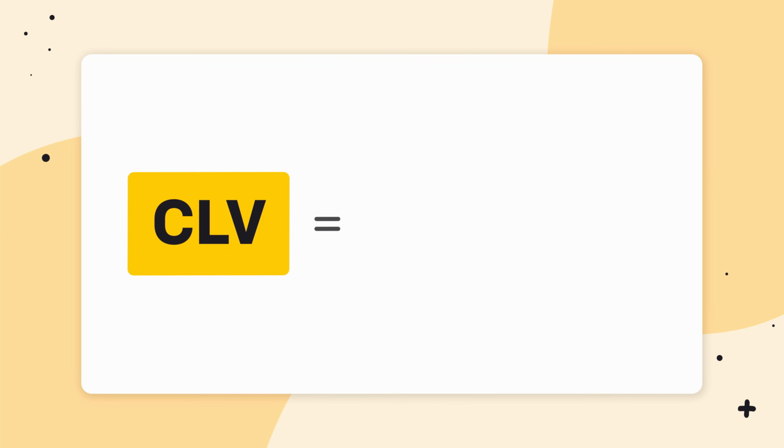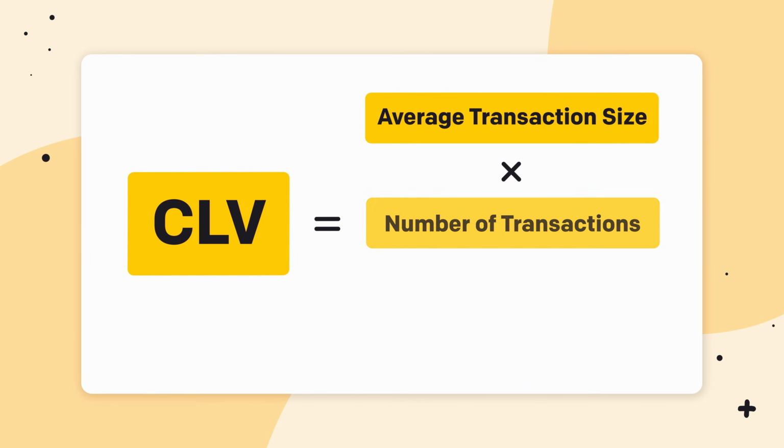Let's do it this way. I'll show you the formula for CLV. Don't get scared. There are many tools you can use to help you calculate it. I'm showing it to you now so you get a better understanding of what it even is. CLV equals average transaction size times number of transactions times retention period.